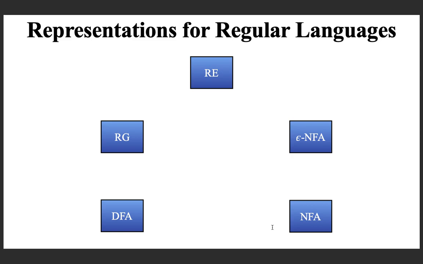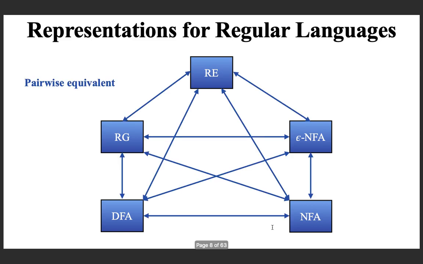We also have proved that these are pairwise equivalent representations for regular languages, meaning given a representation, there exists an algorithm to convert it into any of the other four representations, and that is true for every pair of representations. Now, let us see what closure properties are for regular languages.